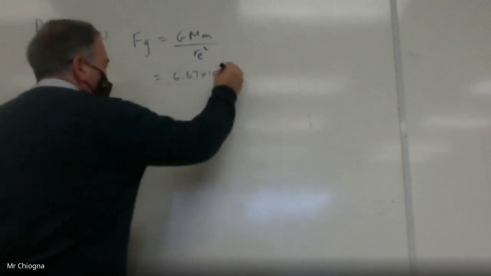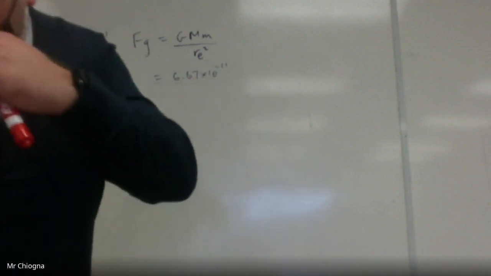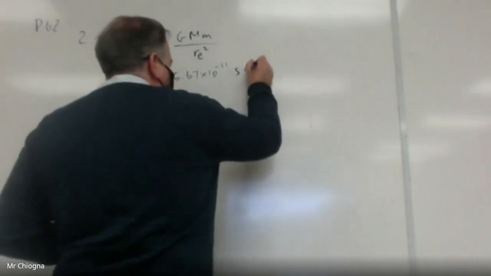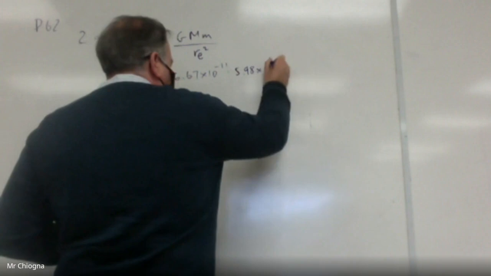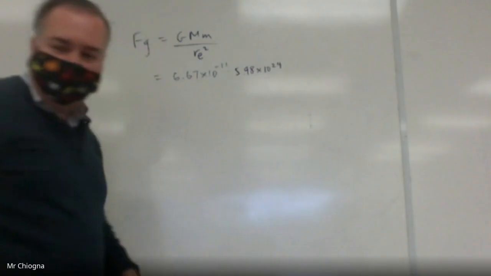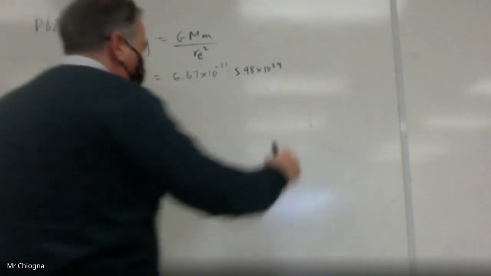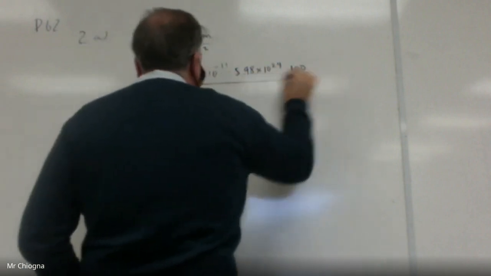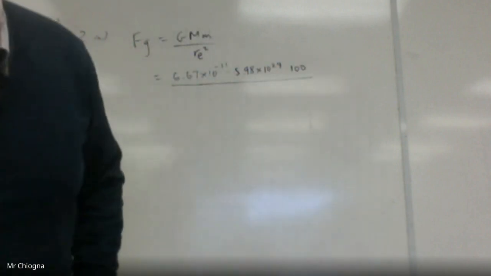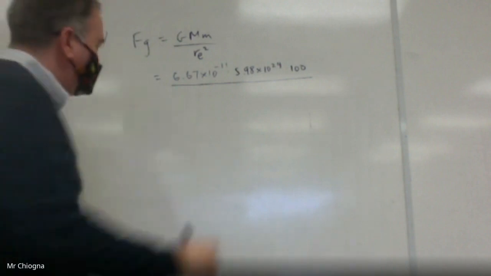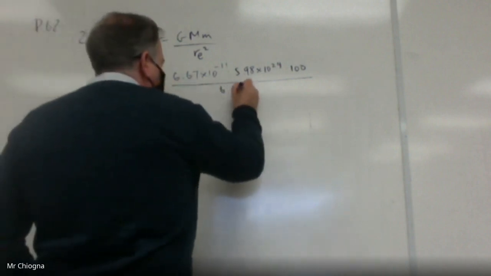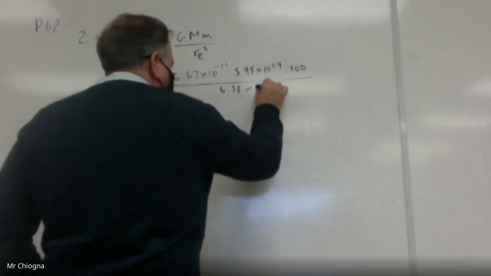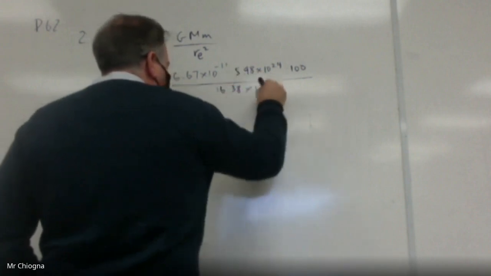Big G is 6.67. Big M represents the Earth. Small m represents the person, 100, has to be in kilograms. RE, radius of the Earth. Don't forget to square it.